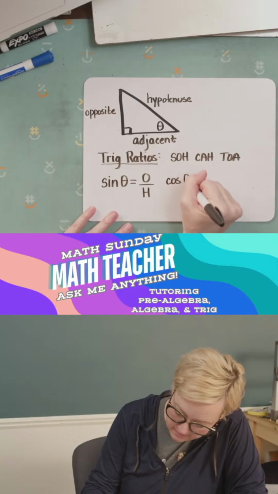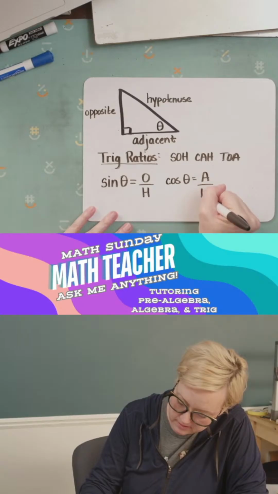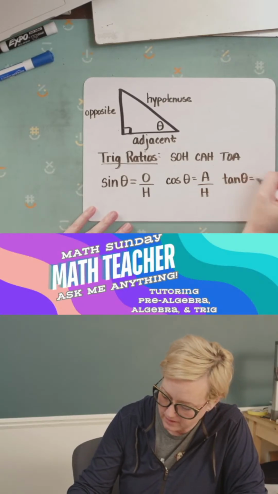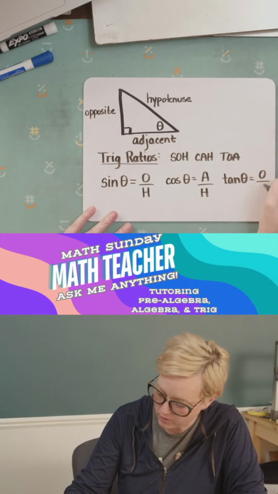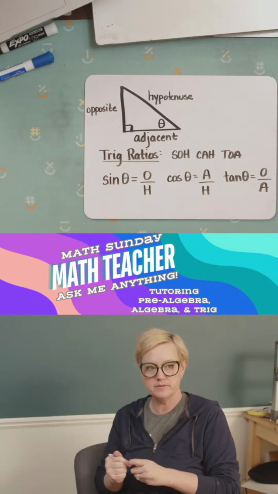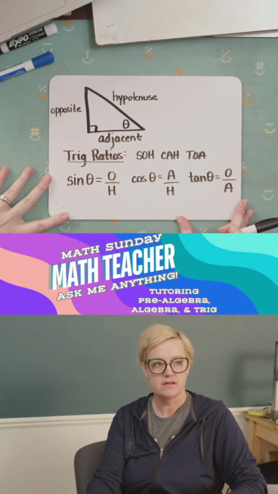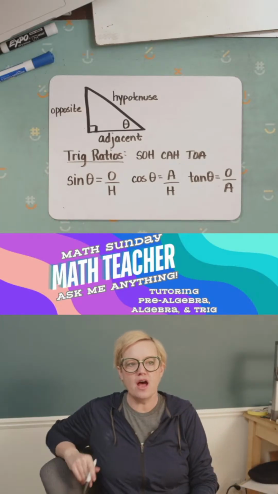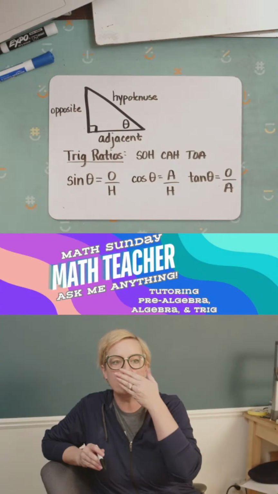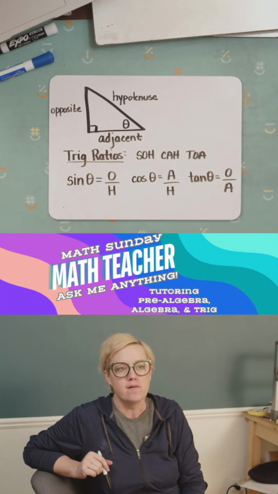Cosine theta is the adjacent over the hypotenuse. And then tangent theta is the opposite over the adjacent. Those ratios are always going to be the same. Whoops, it's sliding over, sorry. For a right triangle, they're not always equal. They would only be equal if it was a 45, 45, 90 triangle.